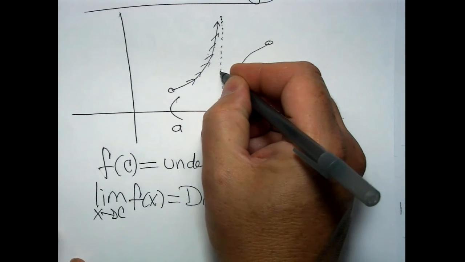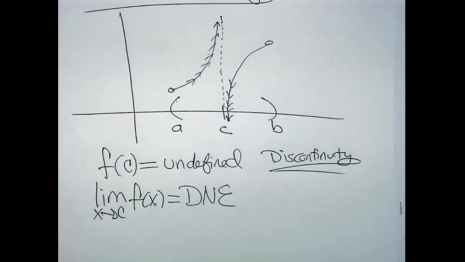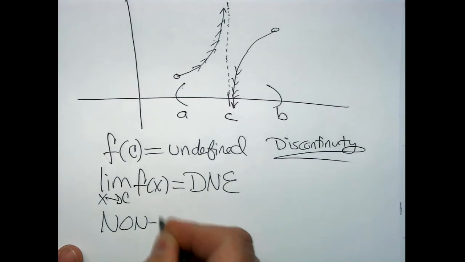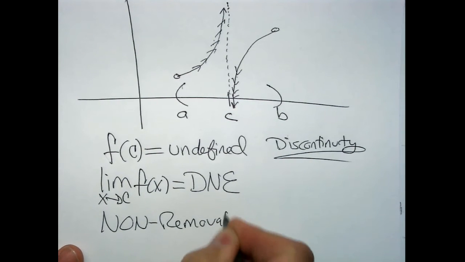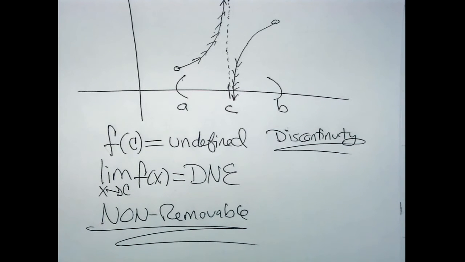I could put the dot here. That won't connect these two wires. I could put the dot here. There's no way, really, with one simple function definition to reestablish continuity. So we call this non-removable, because I can't remove it. I can't fix it. I can't patch it.